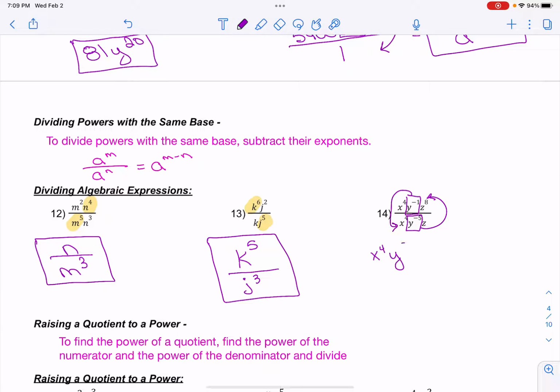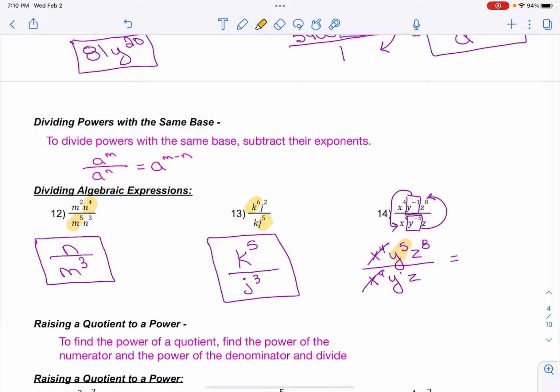So now I'm going to rewrite my equation. So I still have that x to the fourth and z to the eighth up top, but now I have y to the fifth. And then on the bottom, I have x to the fourth, y to the first, and z. Okay, so now I can start simplifying. So I have x to the fourth up top and x to the fourth on bottom. Since those are the exact same, they're just going to cancel each other out because 4 minus 4 is 0. Anything to the 0 power is just 1.